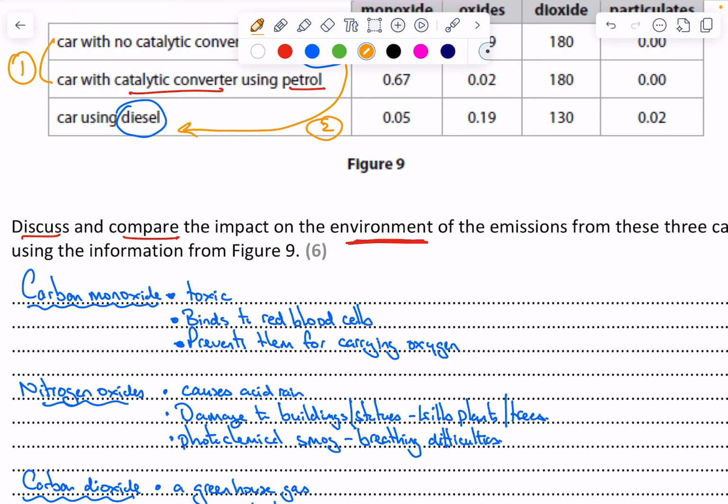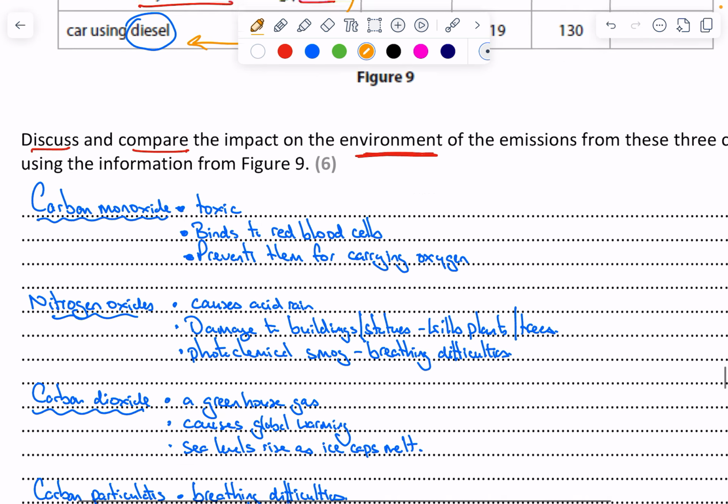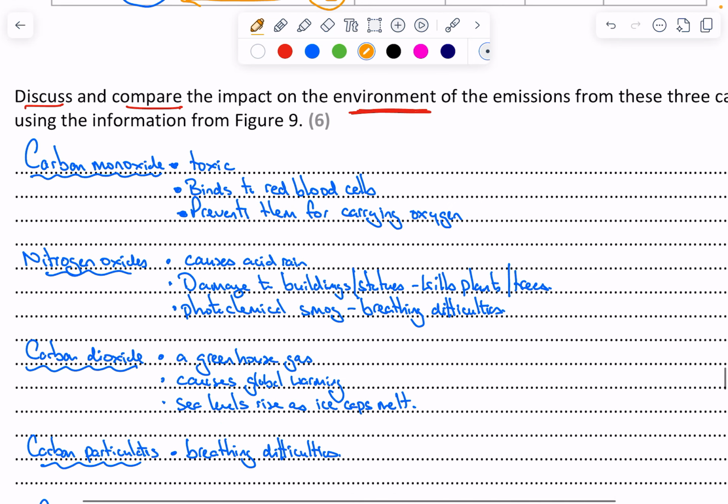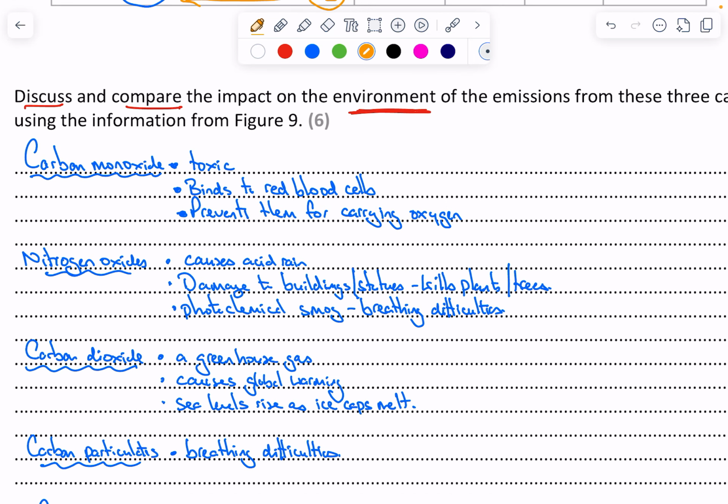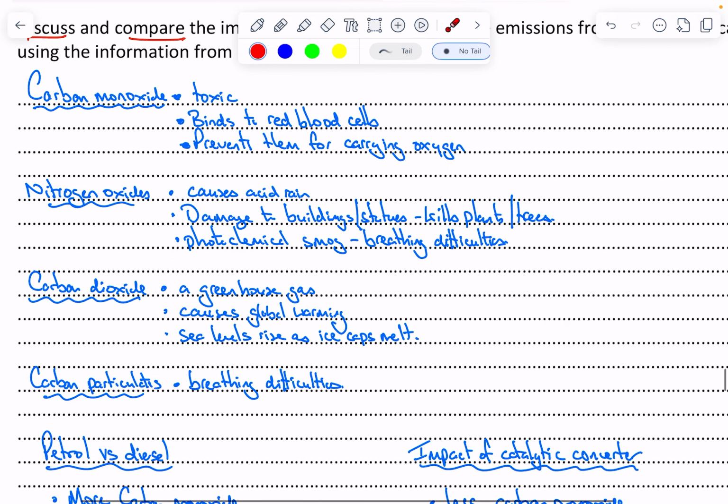concerns with these gases. So firstly, environmentally, carbon monoxide is toxic. It will bind to red blood cells and it prevents them from carrying oxygen, so that people will suffocate. Nitrogen oxides, remember that means nitrogen monoxide and nitrogen dioxide. These cause acid rain. This leads to damage to buildings and statues. It also can kill plants and trees, and it can also produce, in warm climates, a photochemical smog, which can lead to breathing difficulties in people.